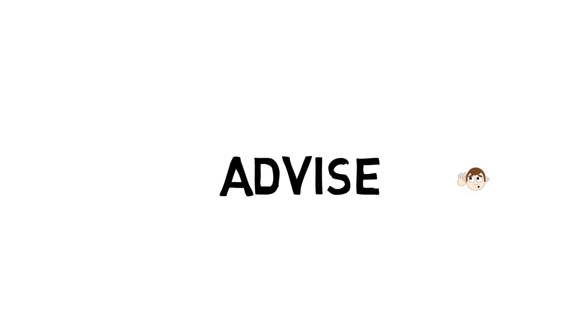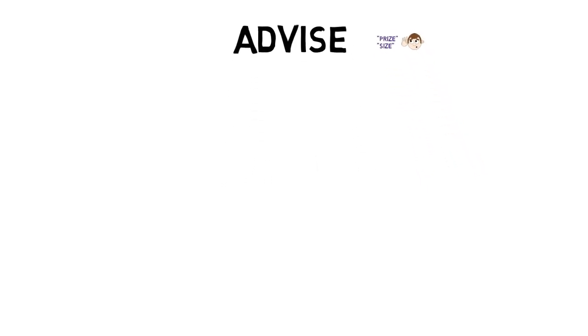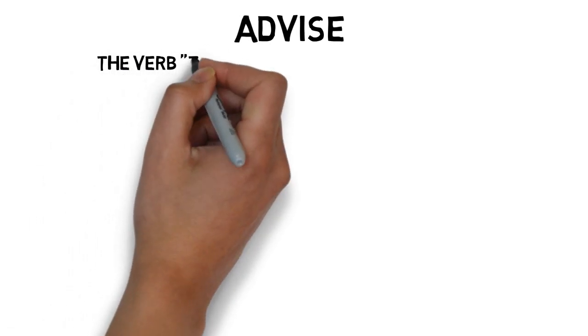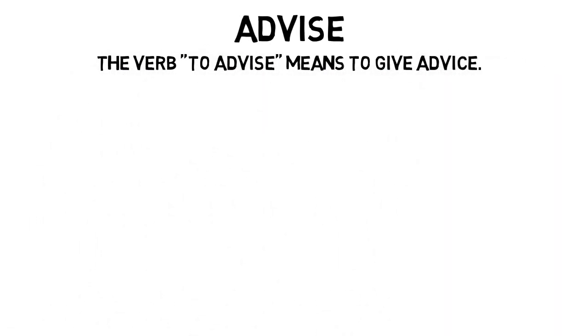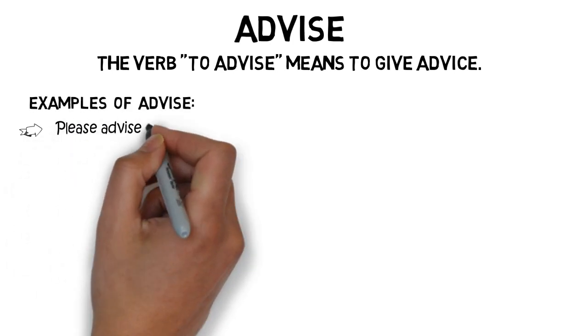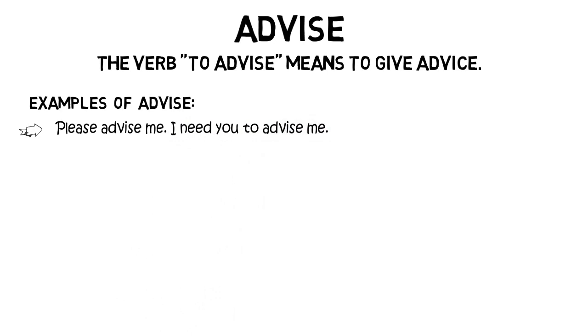So let's start by looking at advise. Now, advise rhymes with prize and size. And if you remember that, you'll probably never get it wrong. So, the verb to advise means to give advice. Here are some examples with advise. Please advise me. I need you to advise me. So remember, it rhymes with prize.